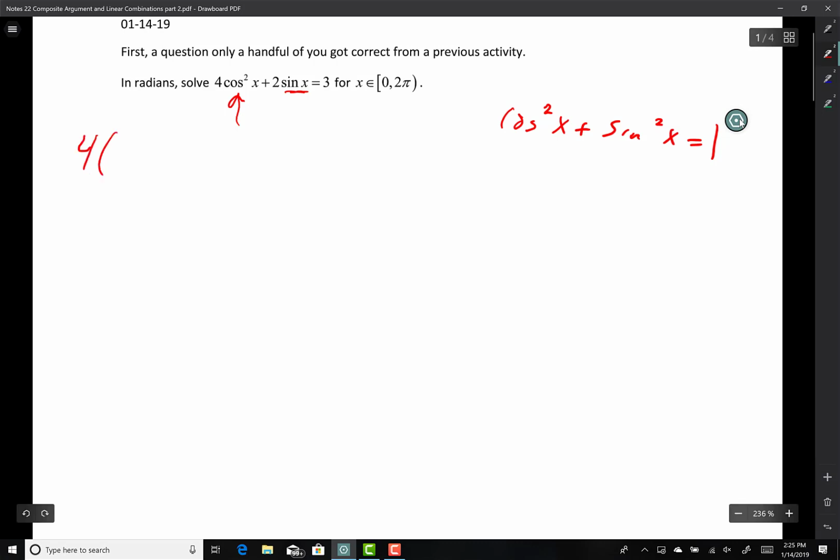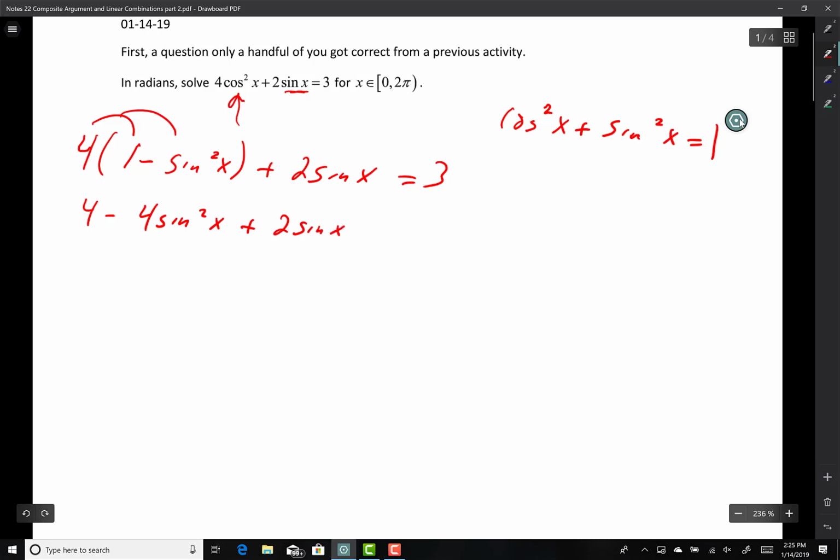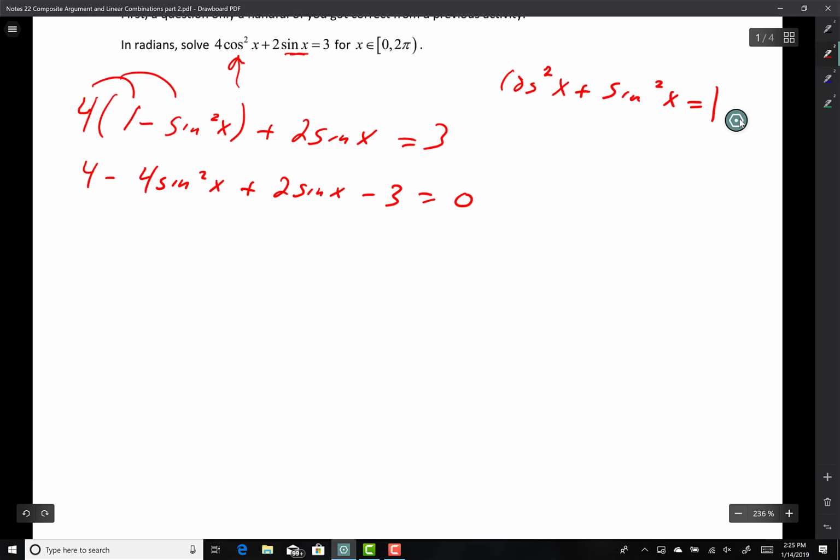So I'm going to replace it, guys. So 4 parentheses, and I'm going to replace that with 1 minus sine squared x, plus 2 sine x equals 3. Distribute. 4 minus 4 sine squared x plus 2 sine x minus 3 equals 0. And then rewrite: negative 4 sine squared x plus 2 sine x plus, 4 minus 3 is 1, equals 0.